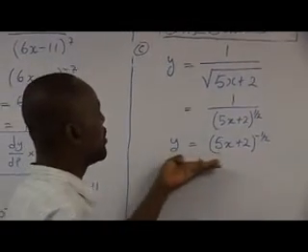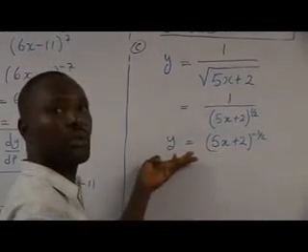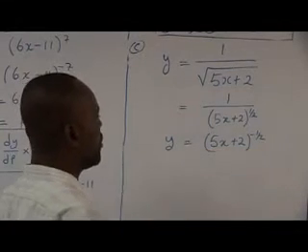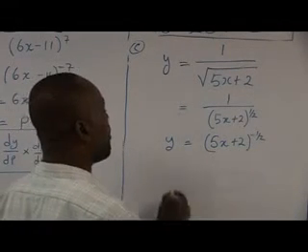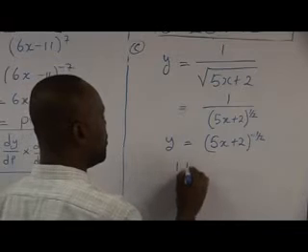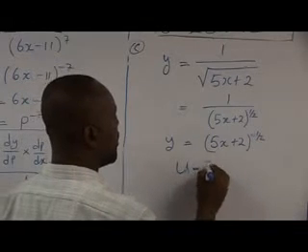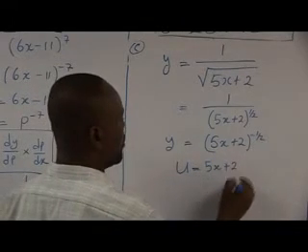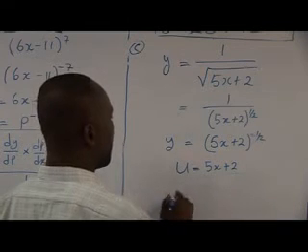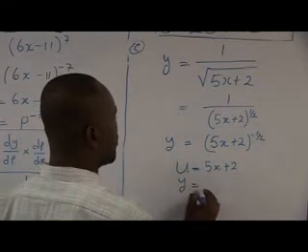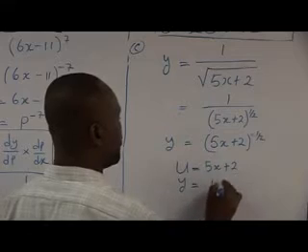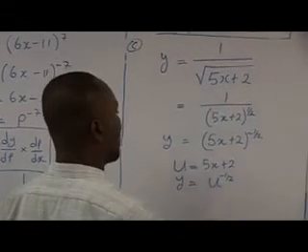This is our what? A composite function. Function of a function. So we apply the rule again. Let's bring our popular u back into the system. U is equal to 5x plus 2. What else? Y is equal to, therefore, in place of this I have u raised to the power minus half.